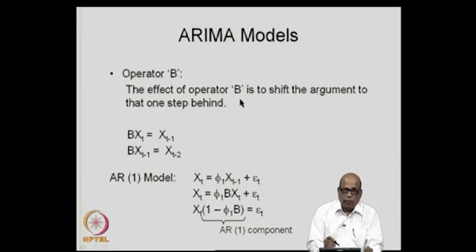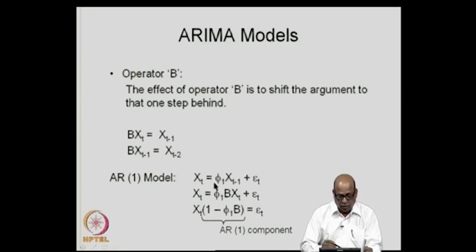The effect of the operator B is to shift the argument to that one step behind, simply shift it one step behind. For example, when I use the operator B on x t, it is simply equal to x t minus 1. When I use the operator B on x t minus 1, it is simply x t minus 2. So, the operator B shifts the argument to one step behind, that is all. Now, this becomes a very handy tool in expressing the various ARIMA models in more compact and elegant forms.